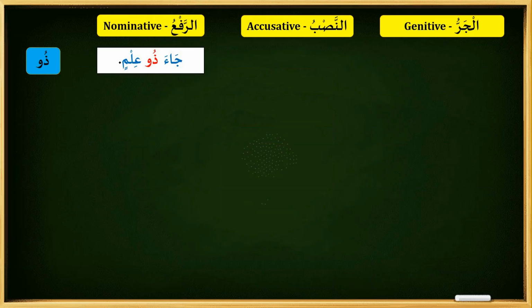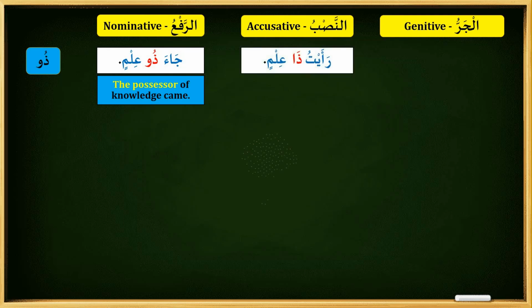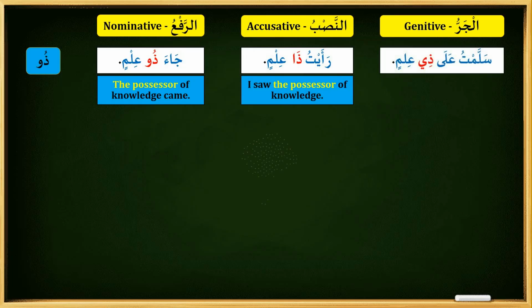Next one, ذو. جاء ذو علم. The possessor of knowledge came. In nominative case. رأيت ذا علم. I saw the possessor of knowledge. In accusative case. سلمت على ذي علم. I greeted the possessor of knowledge. In genitive case.